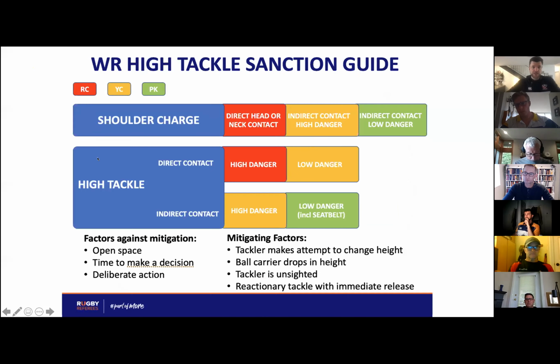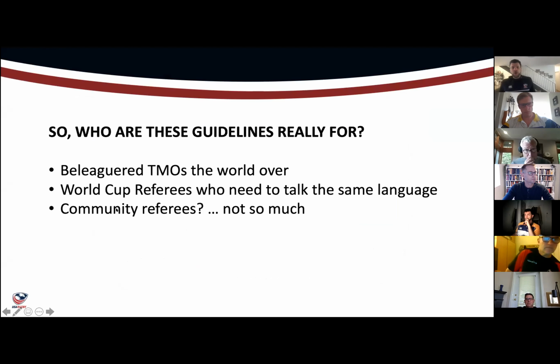This was Australia's graph or design, a very similar kind of concept, but a little bit more obvious in saying, here's direct contact, here's indirect contact. So we really had another framework put around the World Rugby framework as well, to say, well, this is how this actually works out in real time. So who are these guidelines really for?